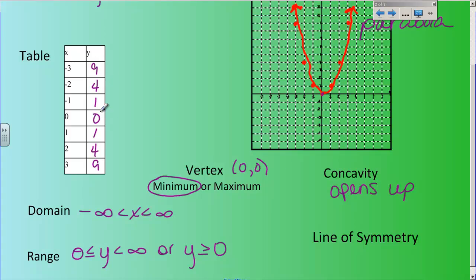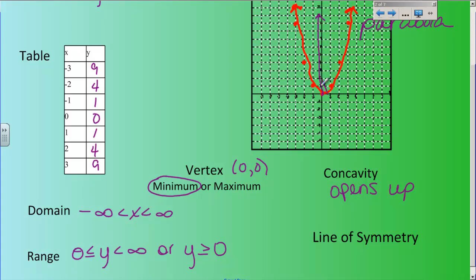Now, we talked about the symmetry over here a minute ago with the table, and also as I was graphing it, I talked to you about the symmetry. Every parabola that exists has a line of symmetry that cuts it exactly in half. And if you look at the parabola that we have drawn, the line of symmetry is right here.